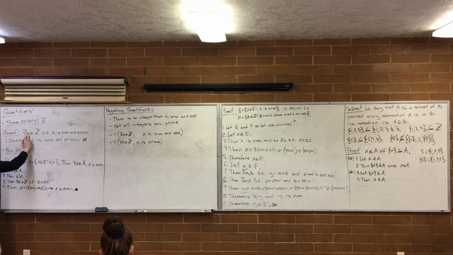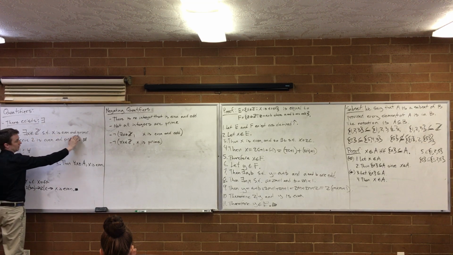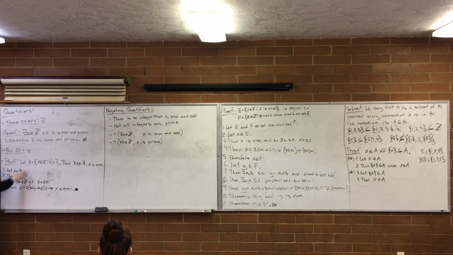Prove that there exists an integer x such that x is even and prime. How would we prove something like that? Observe 2 is even and prime. Notice that there exists means there's at least one case where it's true. So we showed that there's at least one case where it's true. We're done.